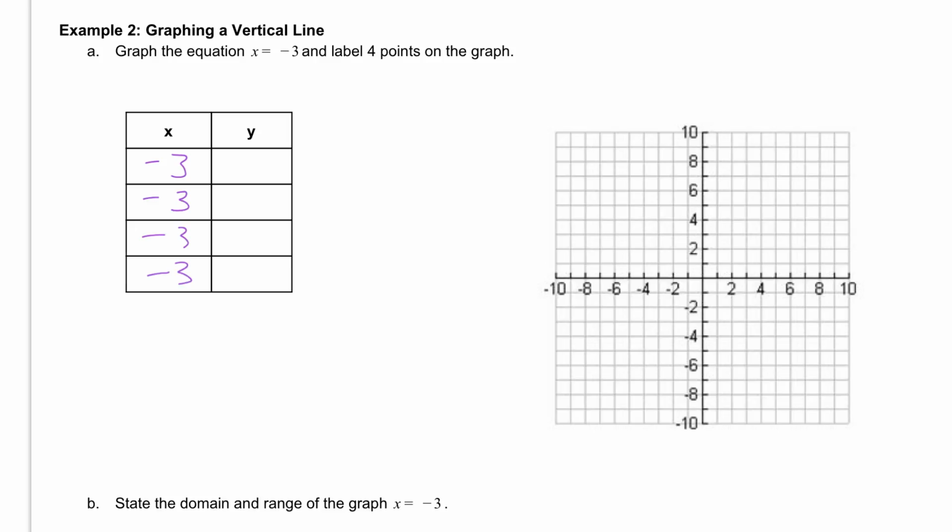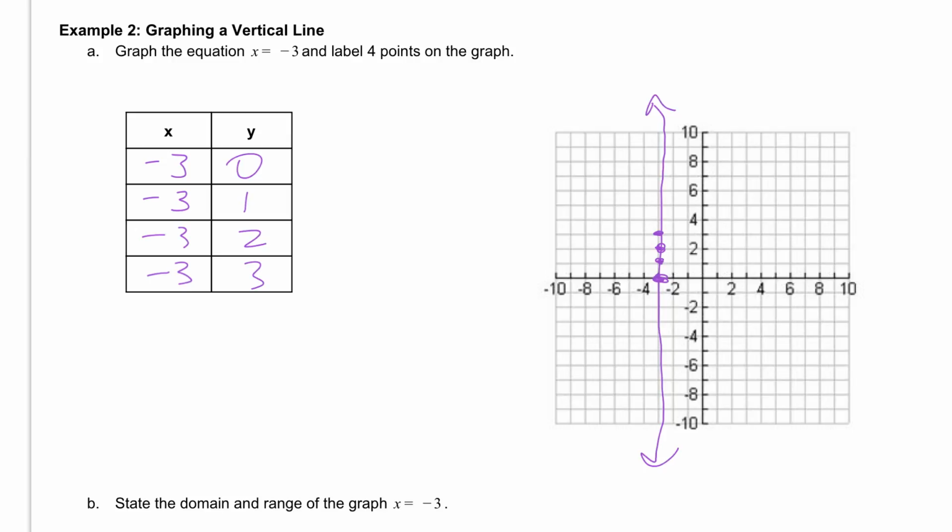So again, just like before, I can pick 0, 1, 2, and 3 if I wanted to. And if I go plot those points, -3, 0 would be right here, -3, 1, -3, 2, -3, 3, and so forth. What you can see is it's forming this nice vertical line through the x value of -3.